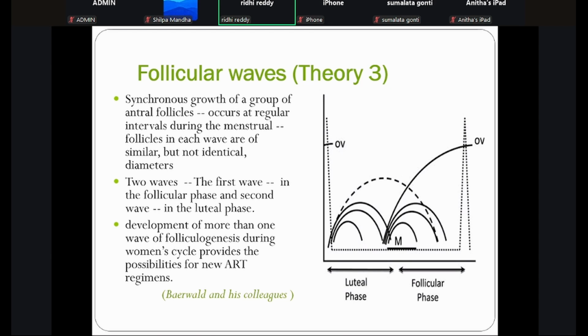So that's why dual stimulation has come up. They will do one in the follicular phase, and then the next stimulation after pickup, in the luteal phase. So development of more than one wave of folliculogenesis during a woman's cycle provides the possibility of new ART regimens.